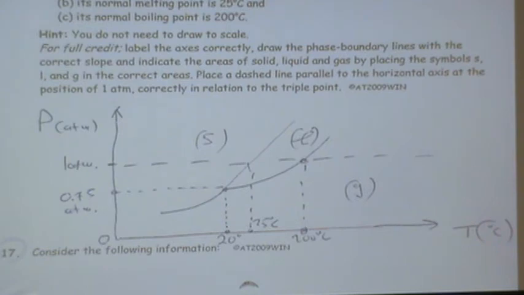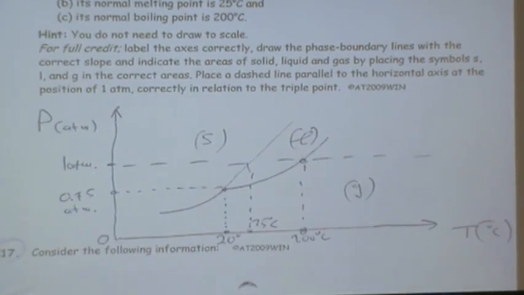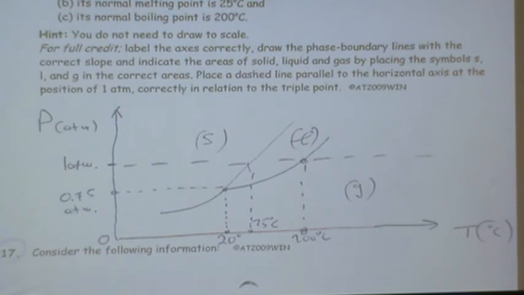Professor, what about the critical point? We didn't talk about it? It's not there in the question. We did already put it, didn't we? Here is 20 degrees and here is 0.75 atmospheres, right there. Not critical. Oh, critical point. Does it talk about critical point? Well, then we don't talk about it.